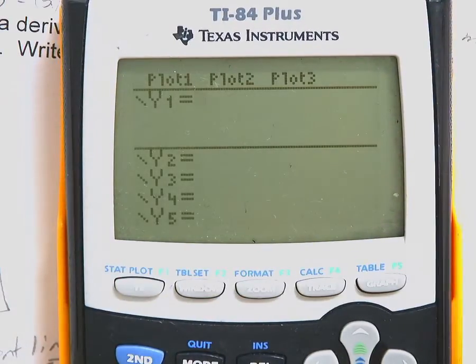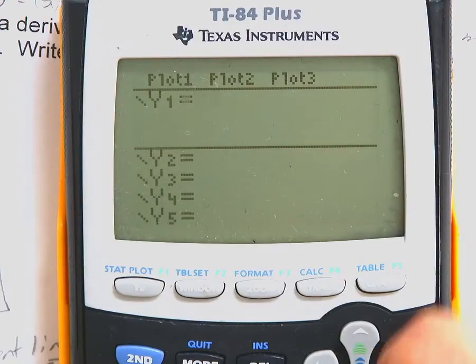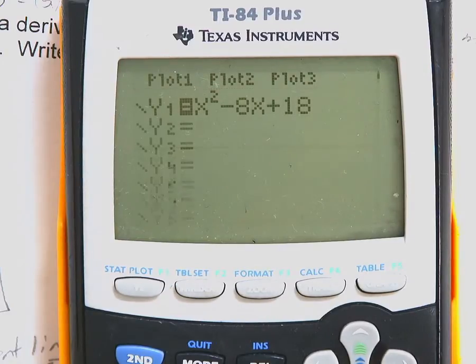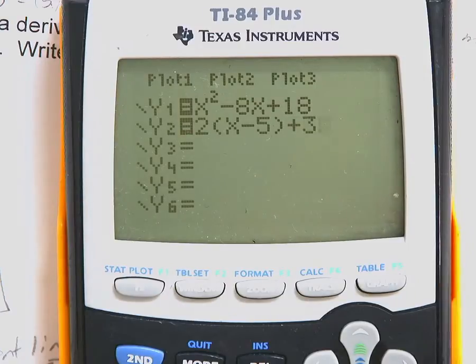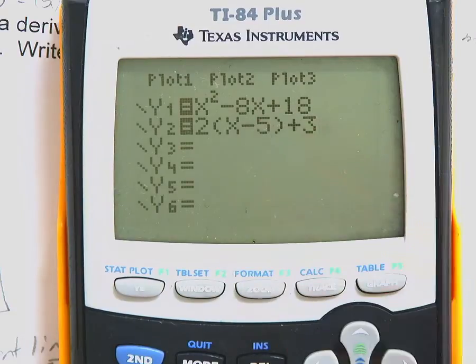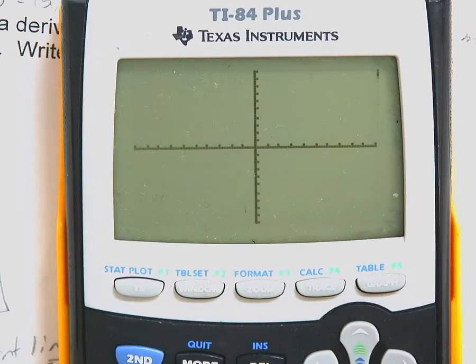Okay, so let's say I want to actually do this. So I'm going to have my y1 is x squared minus 8x plus 18. My y2 is going to be the guy I came up with, 2 times x minus 5 plus 3. Now, if I did this correctly, this line should only touch this graph one time, and it's at x equals 5.